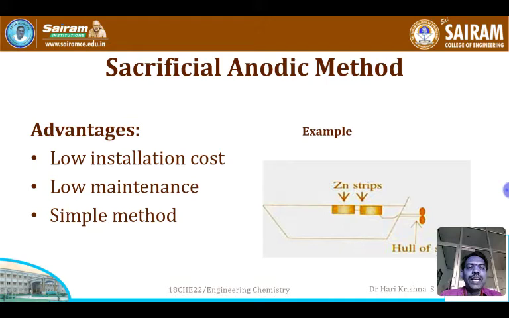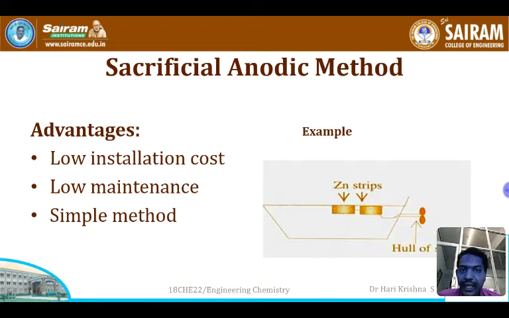So the ship will be sailing on the water. Part of the ship will be below water. The ship is made up of iron. The part of the ship which is below water acts as anode, and the part of the ship above water acts as cathode, and corrosion will be initiated as we have discussed in differential aeration corrosion. So you are supposed to protect the part of the ship which is below water, right? Since it's acting as anode, by the sacrificial anodic method.